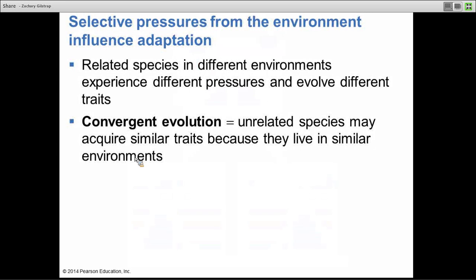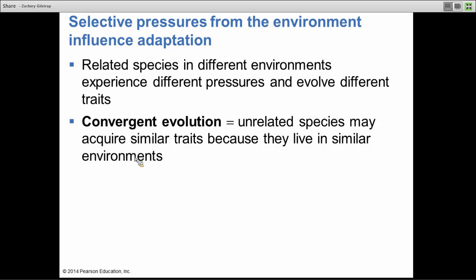Selective pressures from the environment influence adaptation. Closely related species living in different environments may evolve differently as a result of different selective pressures. Conversely, sometimes very unrelated species may acquire similar traits as they adapt to selective pressures from similar environments. This is called convergent evolution.